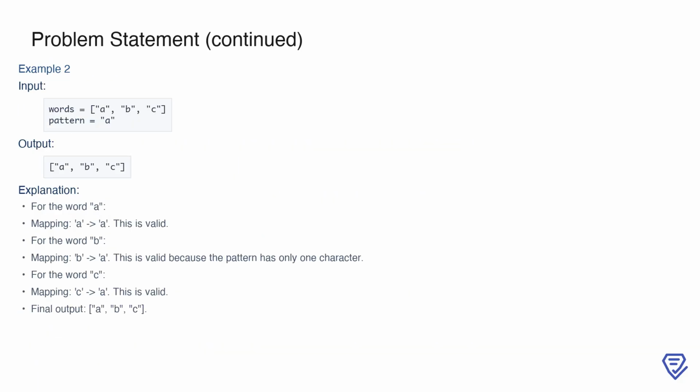Now let's consider another example. Here, words is A, B, C, and the pattern is A. The output in this case is A, B, C. The reasoning is straightforward. For the word A, the mapping A to A is valid. Similarly, for the word B, the mapping B to A is valid, and for the word C, the mapping C to A is also valid. Since the pattern consists of just one character, any single character string in words will match the pattern. As a result, all the strings in words are included in the output.